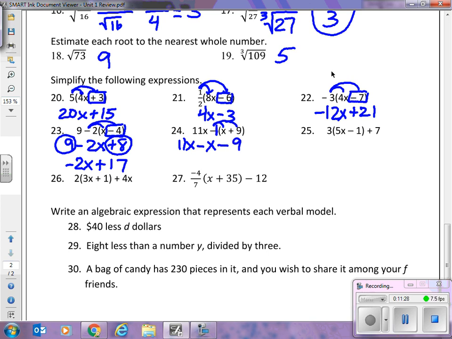Now looking at your statement here, you can combine your x's together. 11x take away 1x is going to give you 10x, and then -9 drops in because there's nobody to go with it. Okay, we go to number 25.